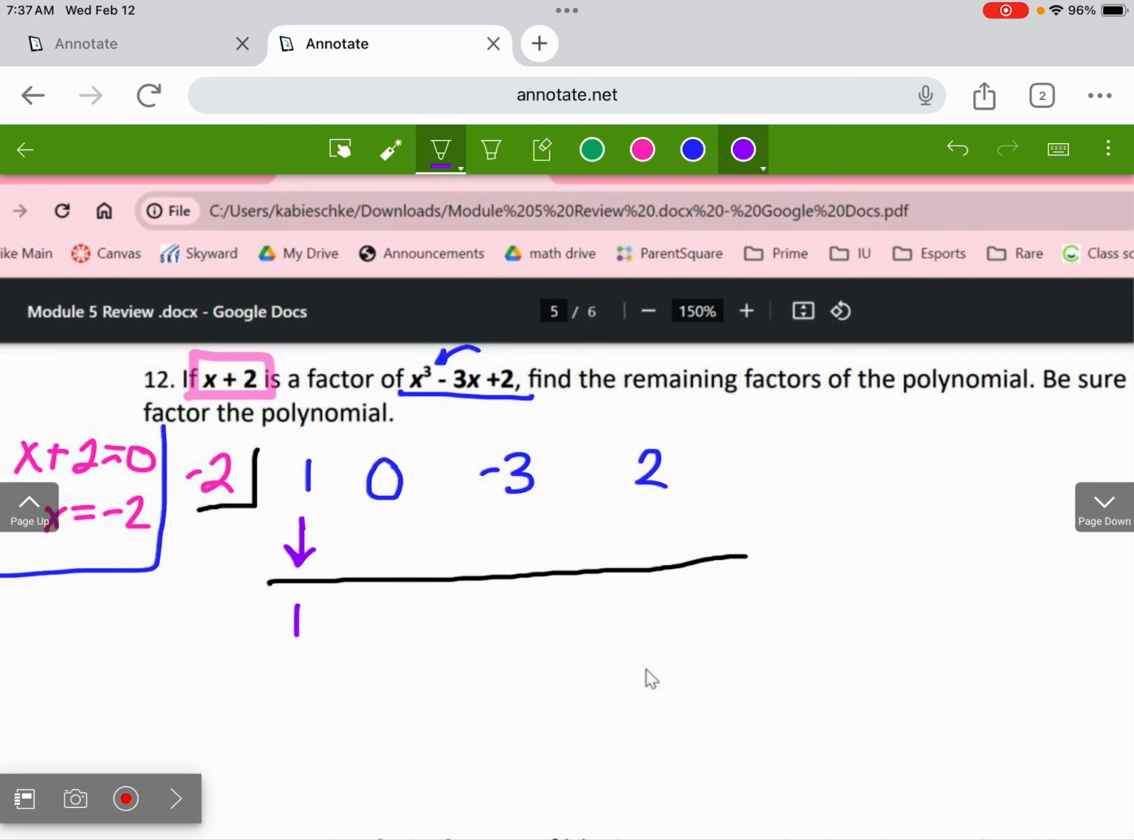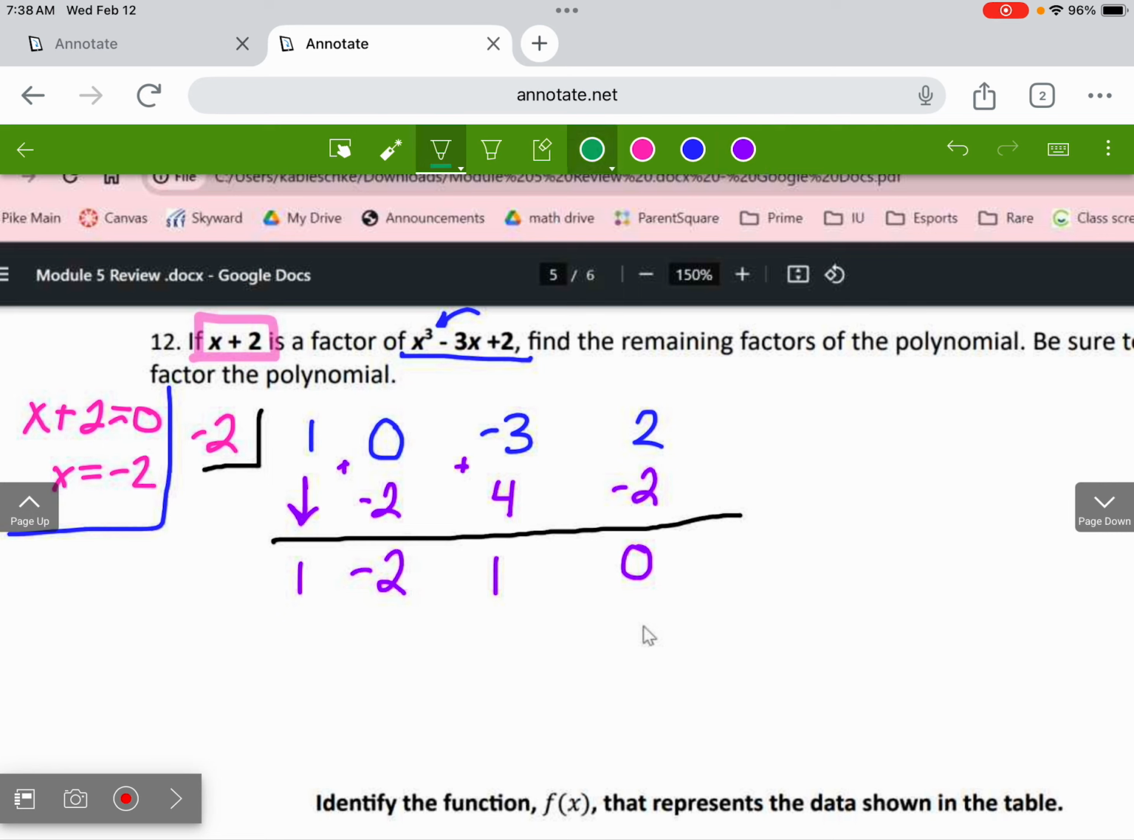Our first term's going to drop all the way down. 1 times negative 2 is negative 2. 0 plus negative 2 is negative 2. Negative 2 times negative 2 is a positive 4. When we add these together, negative 3 plus 4, we're going to get a 1. 1 times negative 2 is negative 2, and that gives us a 0 over here. So it's really important that we catch that 0, otherwise we would not have wound up with it being a factor.